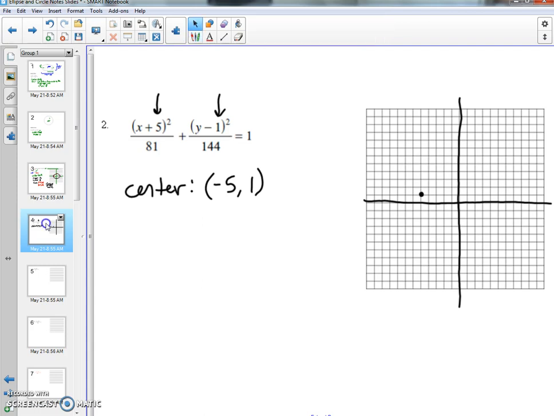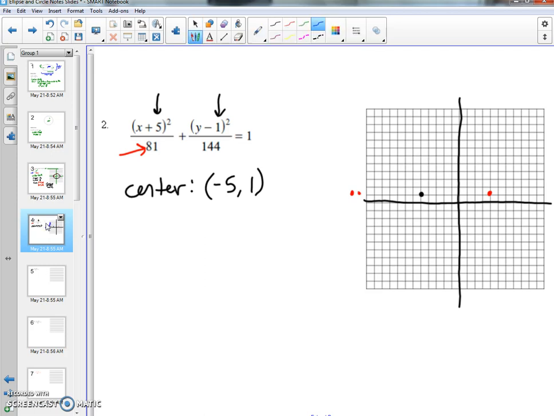Next thing that I need to figure out is how much horizontally and vertically. So horizontally is the number that goes with the x. So I have an 81. The square root of 81 is 9. So I'm going to count 9 left and right. So I ran out of room. I'm going to have to put 2 more spaces over there.